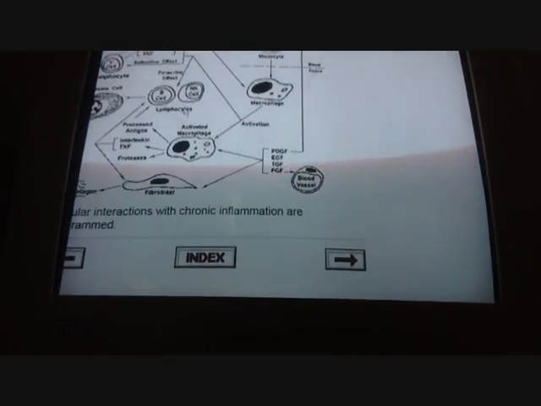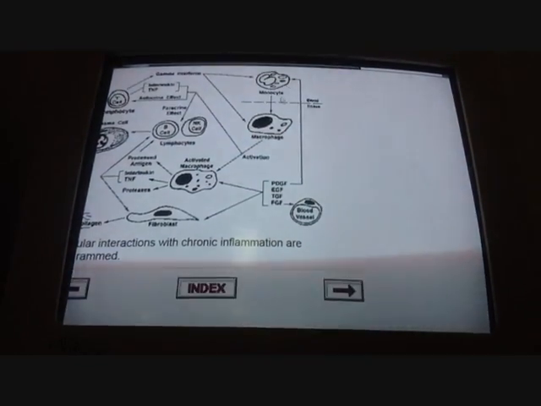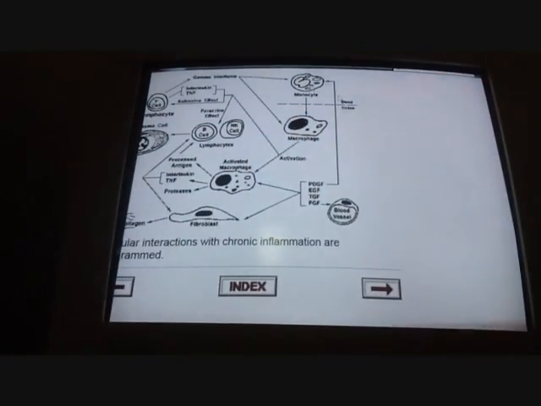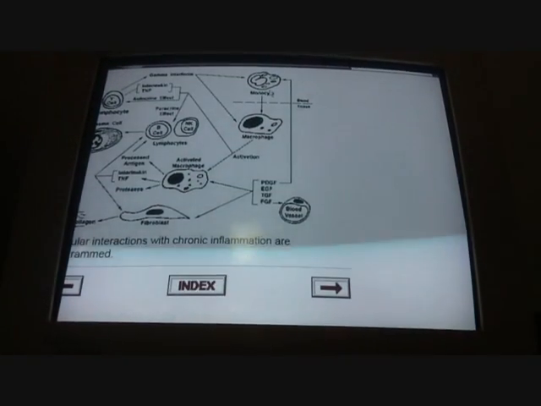Okay, we're going to continue our talk about inflammation, and we're talking about chronic inflammation. We'll start with this diagram illustrating some of the events present in chronic inflammation. So we have here a bloodstream in which we could see the monocytes. This is a monocyte.